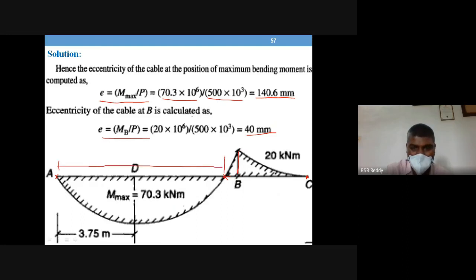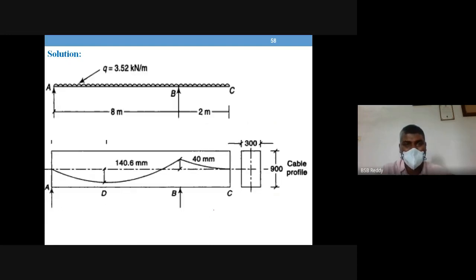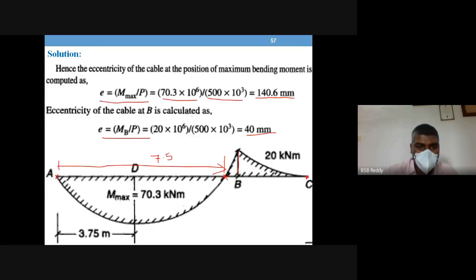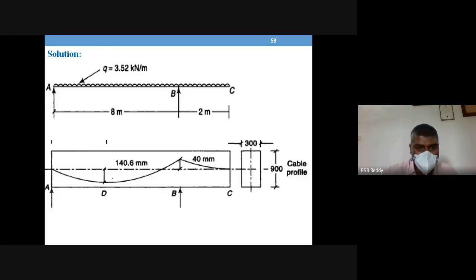So this is 7.5 meters. This is how you can draw the cable profile. You can see it here: that was the bending moment diagram, and this is the cable profile with all these eccentricities. So this is the location of maximum bending moment, 3.75 meters.